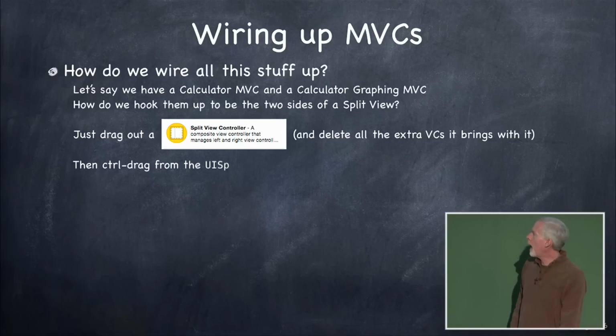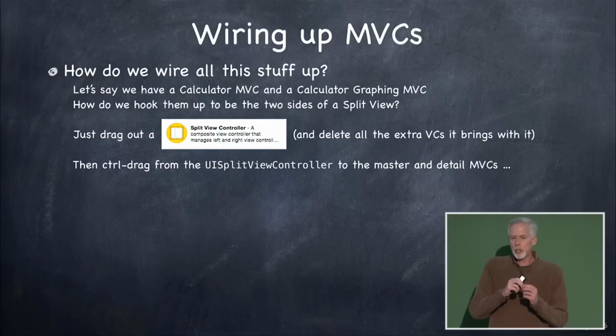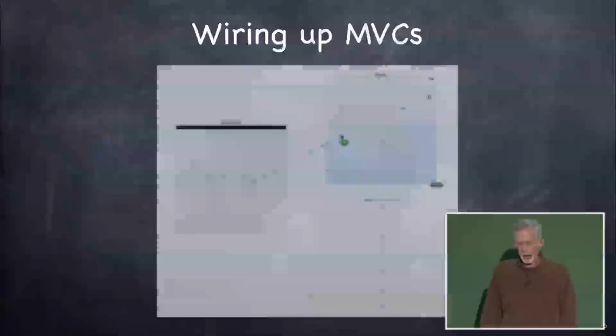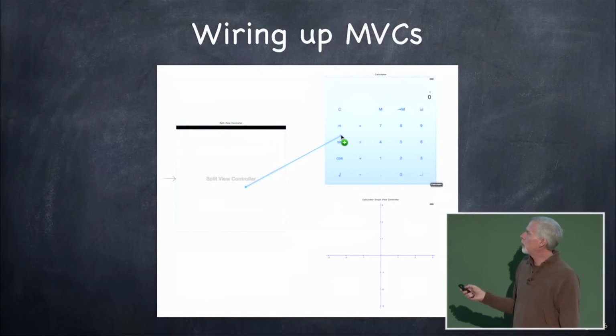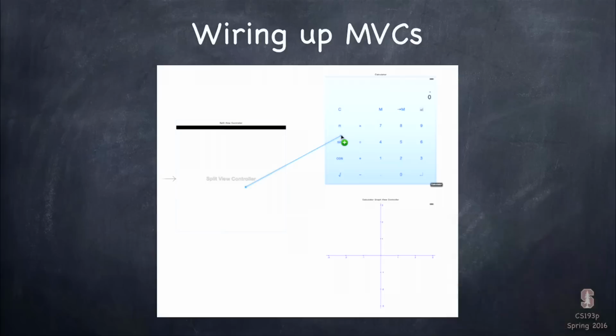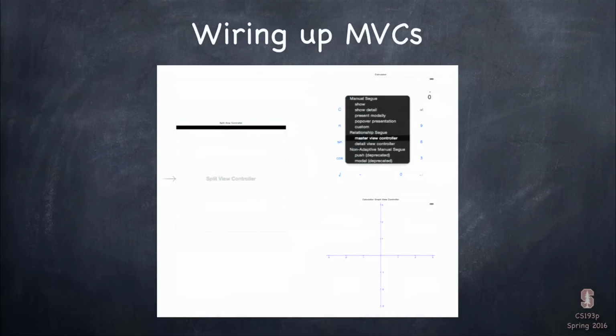Okay, so you're going to drag that out, and then you're just going to control drag from the split view controller to the master and the detail. Okay, it looks like this. Here's my split view controller. I dragged it out of the utilities pane. I'm just control dragging to my calculator, for example, to be my master. When I do, this popover will appear, and the only 2 things that make sense to pick are master and detail. Okay, these are the only 2 choices that make any sense.